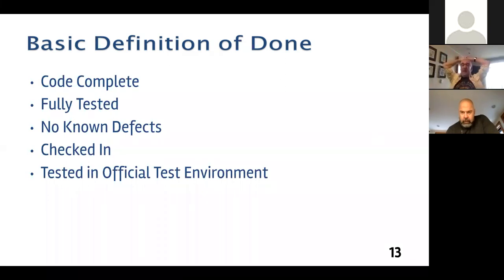So fully tested really means I've written all the tests to test all the code. Tested in the official test environment means that I've put all of that stuff into the repository. We've done a complete build. We've then deployed that build to the official pre-production environment and run all of the tests there.